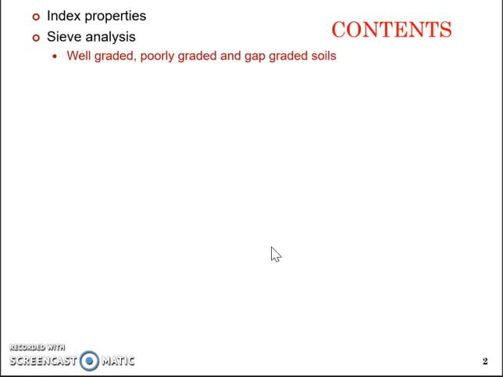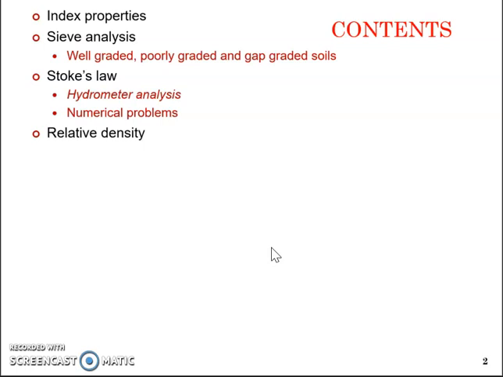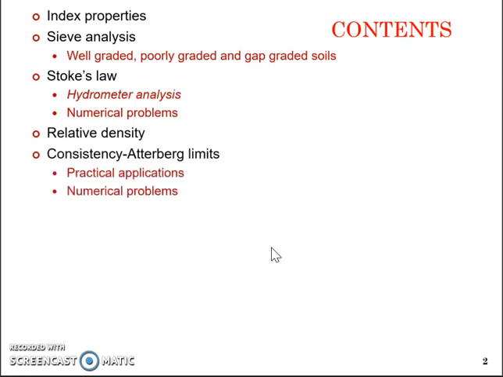Now these are the contents: the index properties, sieve analysis. We'll discuss well-graded, poorly graded and gap-graded soils. Then you have a discussion on Stokes law, wherein hydrometry analysis will be discussed, and then we'll touch upon a few numerical problems. We'll have a discussion on the relative density, consistency or Atterberg limits of soil, a few practical applications and numerical problems. Then we'll have a discussion on the lab test for Atterberg limits.